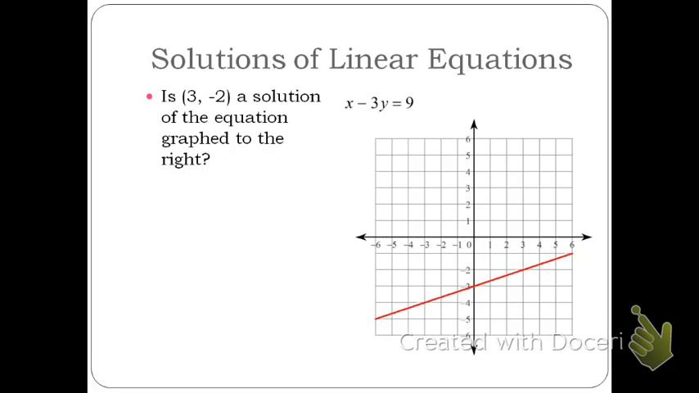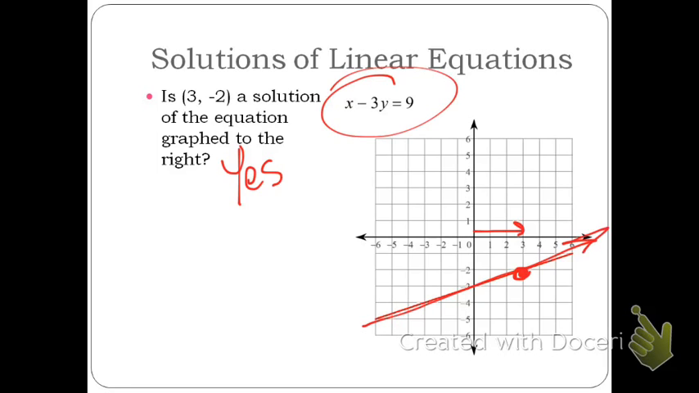You may be asked if a point is a solution to an equation. If they give you a graph, this is real easy. You just plot the point, and if the point is on the line, then it is a solution. So let's find 3, negative 2. Remember, when you plot a point, you first go to the right or left. So I go to the right 3 and down 2, and yes, my point is on the line. So this is yes, or true. It is a solution to this equation. Now this equation is this line right here, and in future lessons we're going to be able to draw that line based on that equation.